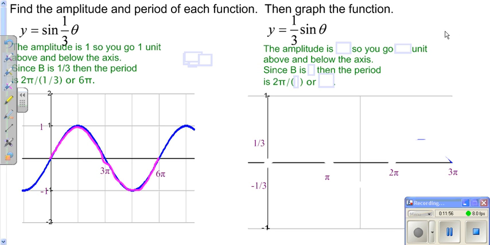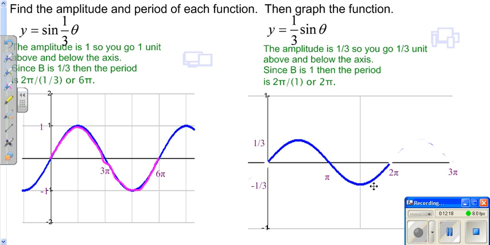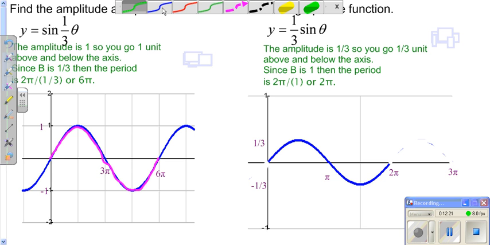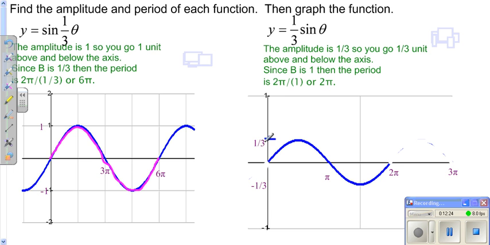So we'll do the same thing over here. We have our amplitude being 1/3, because that's the number in front. So we'll go 1/3 above, 1/3 below. Our b is the number in front here, which is 1, so we know our period is 2 pi over 1, or just 2 pi. So go ahead and draw in one complete period. Then I would put my tick marks in at how far up I go, which is 1/3 because my amplitude is 1/3, and how far down, -1/3. And right here I would put 2 pi because that's one complete period, and then this is pi, and it would continue on from there. And so your graph would look like this.